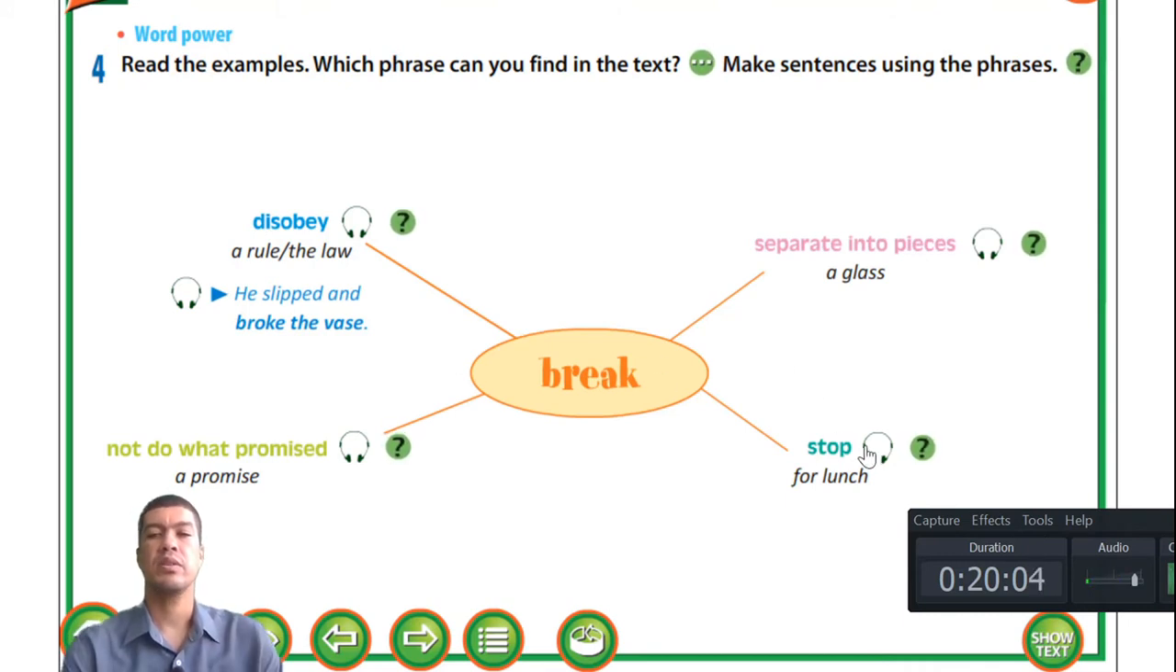We usually break for lunch at 1 o'clock. To break means to stop for lunch. How can we use this in this context? So as we can see, the word break can be used in different contexts. Same word, different context. Right, let's go on.